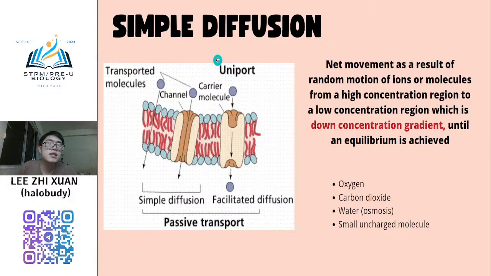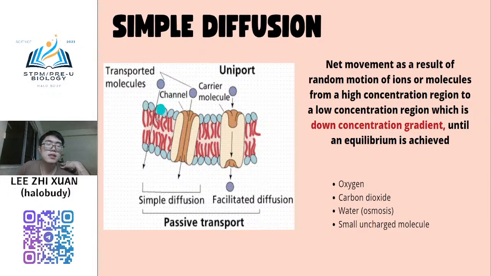Now we go to simple diffusion. Actually, simple diffusion is very simple. Normally this one only involves the phospholipid bilayer. The molecules that can diffuse through the phospholipid bilayer, we call simple diffusion. This is the simple diffusion definition: the movement of small molecules from a high concentration region to a low concentration region, down the concentration gradient. All of the passive transport is down the concentration gradient.